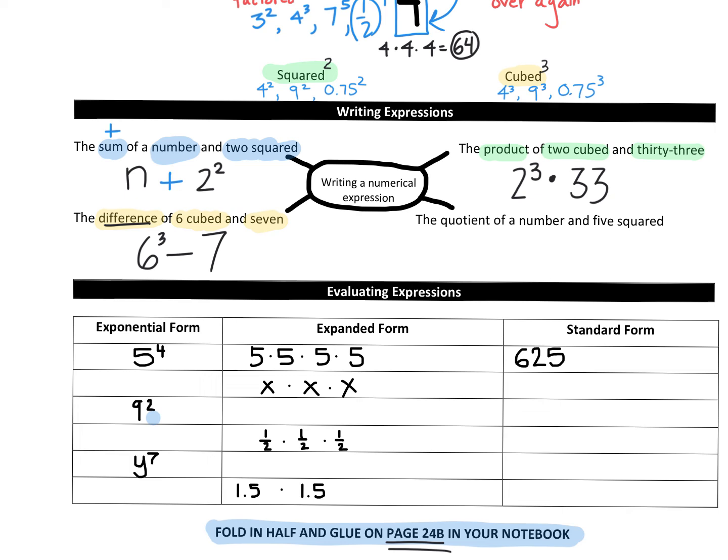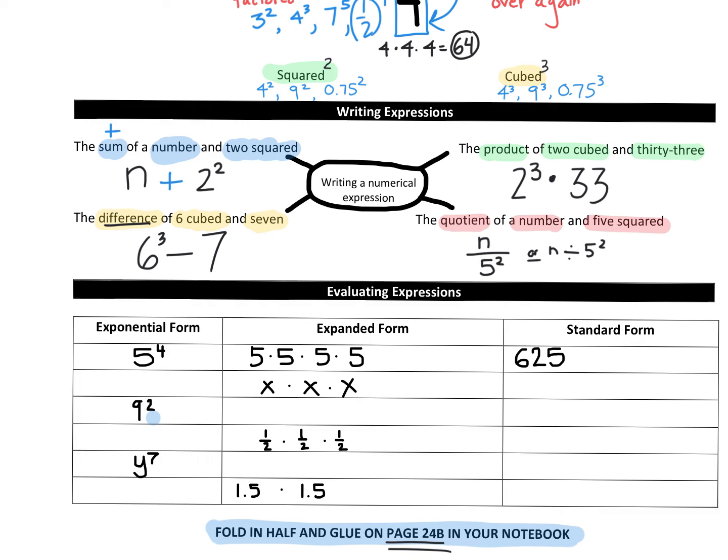And lastly, the word quotient always means divide. So quotient of a number and 5 squared. Okay, so quotient is the division. You could write it like this, or you could write it like that. Of a number, I don't know what that number is, so I'm just going to put an n for number, and 5 squared, so that means 5 to the second power. So you can write it like that, or you can write it like that. Either way, it's the same thing, right?